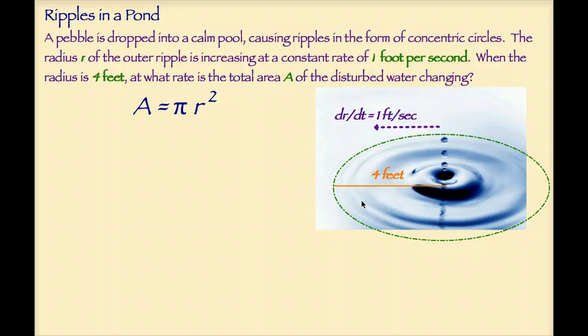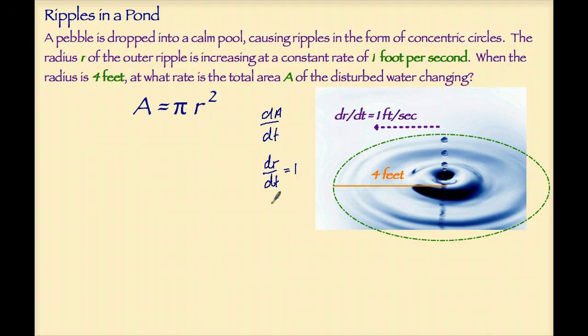Let's first of all identify the quantities that were given and the one that we're trying to find. We're being asked for the rate at which the total area A of the water is changing with respect to time, and that's going to be dA dt. We are given the rate at which the radius is changing, dr dt.